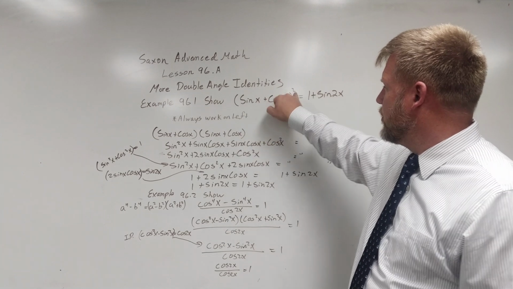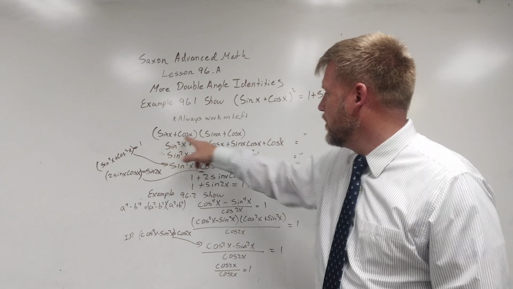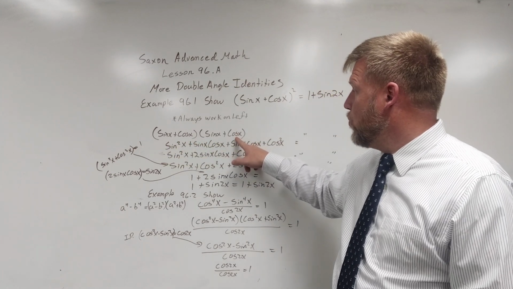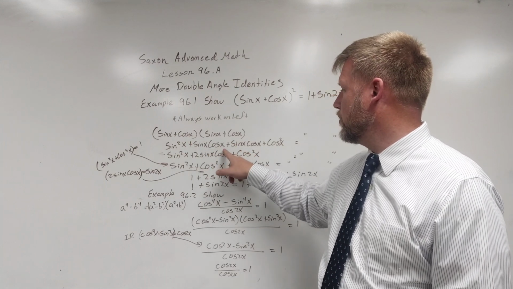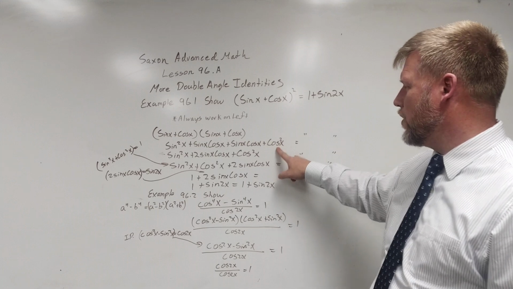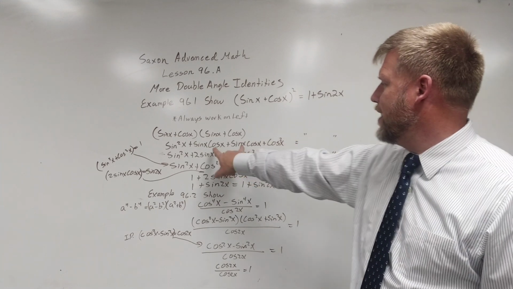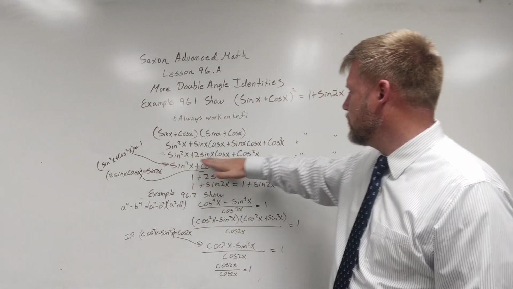So what would I do here? I get rid of the square by saying, well, that's sine of x plus the cosine of x times sine of x plus the cosine of x, right? And I go ahead and multiply those out. When I do so, I get sine times sine is sine squared. Sine times cosine is sine cosine. Cosine times sine is sine cosine. Cosine times cosine is cosine squared. Now I can combine my like terms, right? So I combine these two and that gives me this right here.